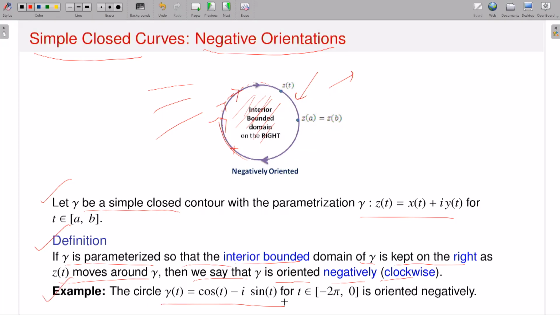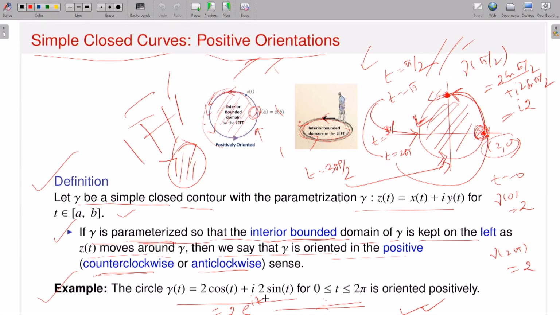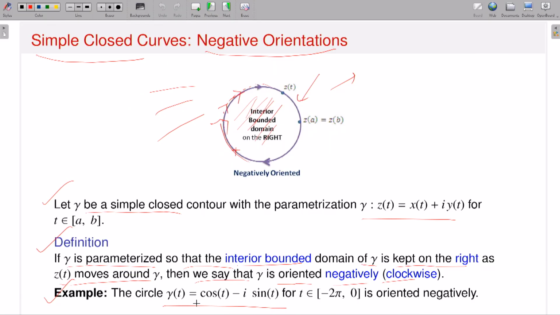So an example is this one. Now you can guess what that is. Earlier I was talking about the circle 2 cosine t plus i times 2 sine t, with t from 0 to 2 pi. It will have what is called positive orientation. Now look here. What is it?